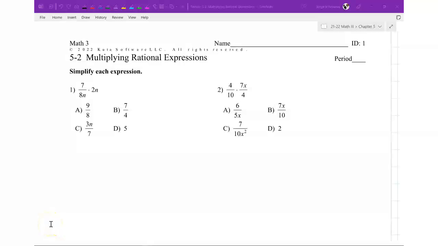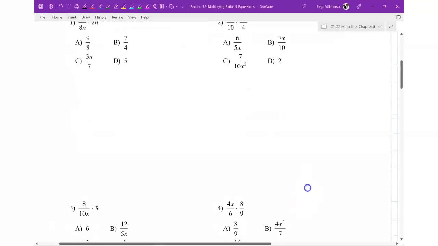All right, so section 5.2, multiplying rational expressions. I want to show you guys really quick what the problems are going to look like. Problems number 1 and number 2 would be considered simple problems because all you have to do is multiply across, and maybe cross cancel here and there, just kind of simplify. But it's not going to be anything that's too much work to do. So we'll do some of those for sure.